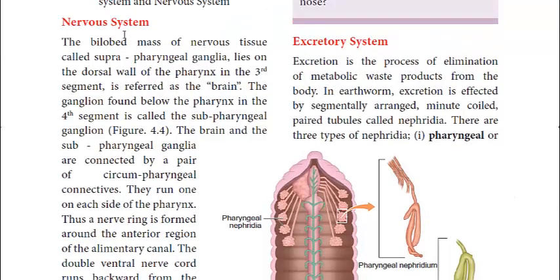Nervous system. The bilobed mass of nervous tissue called suprapharyngeal ganglion lies on the dorsal wall of the pharynx in the third segment and is referred to as the brain. Let us quickly move on to figure 4.4 so that you will get an idea about the structure and function of the nervous system, and then we will come to this content.